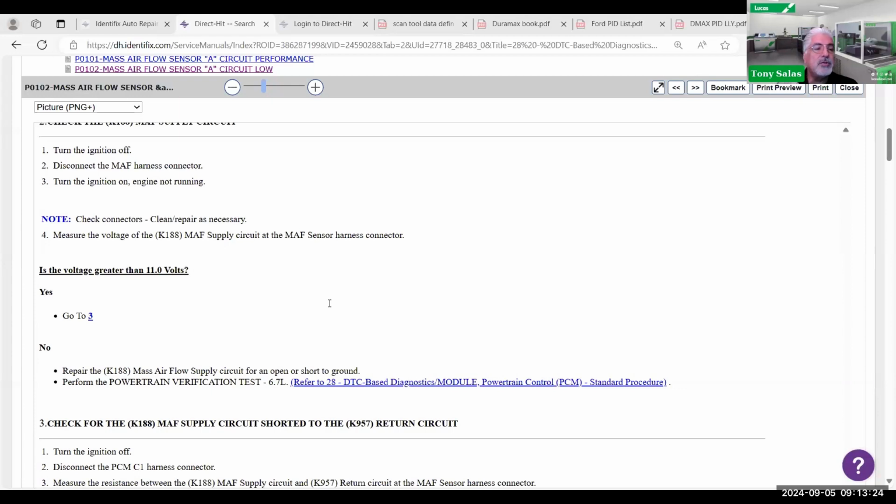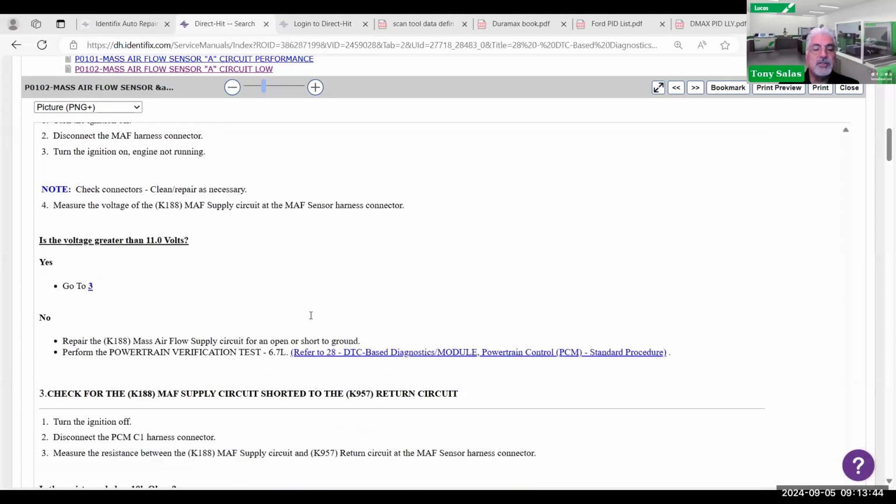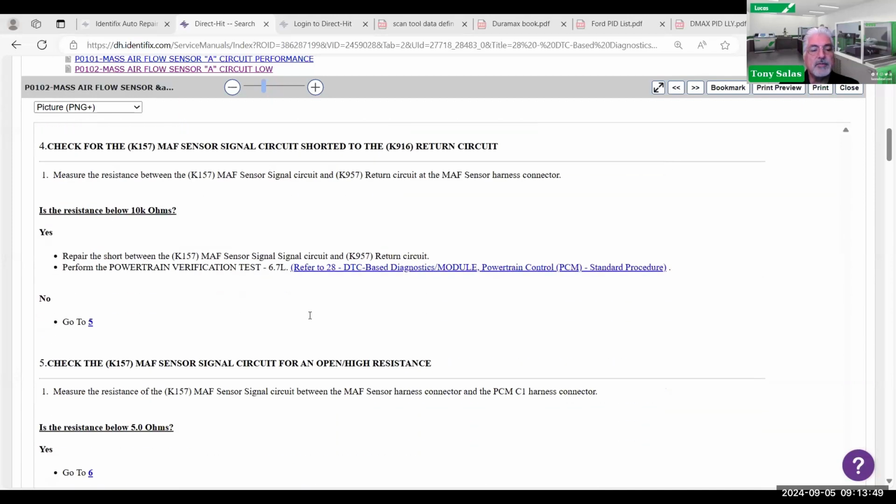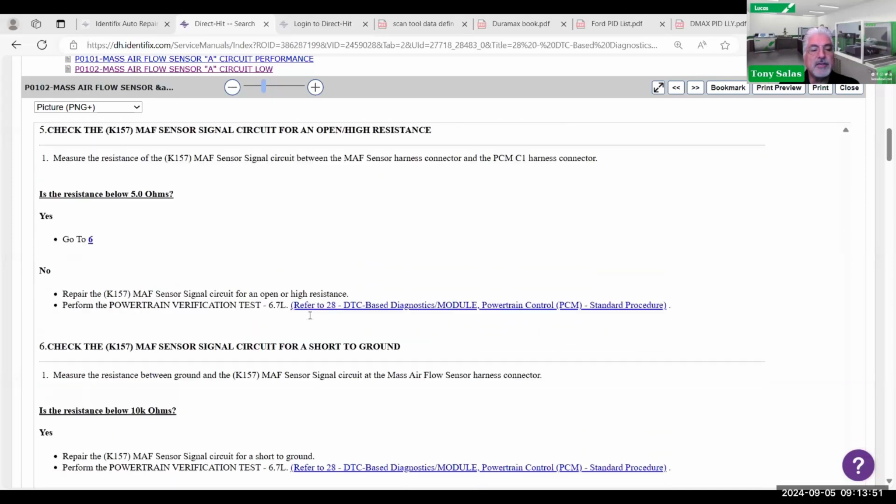On steps 1, 2, 3, and then finally 4, it's telling you to measure the voltage of the mass supply circuit at the mass airflow harness connector. In this case, before you even analyze the sensor, they want you to be sure that the mass airflow sensor is getting proper battery voltage. In other words, a voltage drop test to the mass airflow, because you want to verify that it is getting voltage. So it's trying to check the circuits as you go along. So again, you're looking at the circuits.